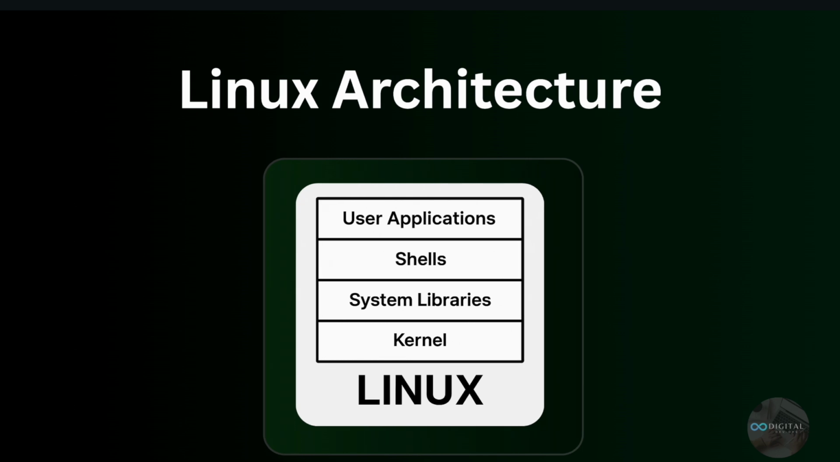So let's quickly look at the architecture of Linux. At the bottom, there is the kernel, which is the heart of the operating system. It talks directly to the hardware and manages CPU, memory, and device drivers. Then comes the shell. This is what interprets your commands, typically through a terminal or CLI. Finally, on top of everything are the applications you run, like browsers, text editors, and custom software. This modular design gives Linux flexibility and power.